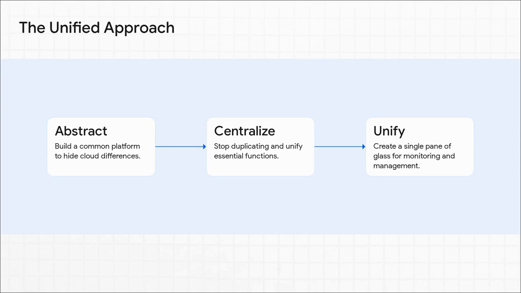Number 1, abstract. Build that common platform to hide the underlying complexity from your developers. Number 2, centralize. Stop wastefully duplicating your core services and consolidate them. And number 3, unify. Create that single pane of glass for your operations team so they can finally see and manage everything. This is how you transform a chaotic multi-cloud mess into a true strategic asset.